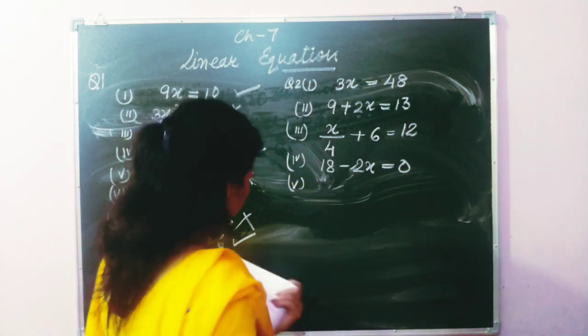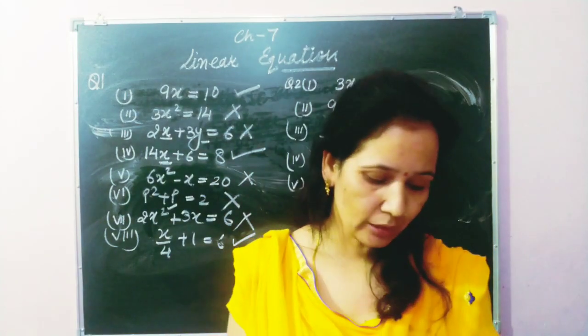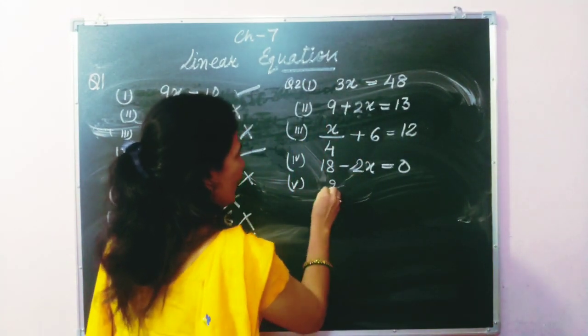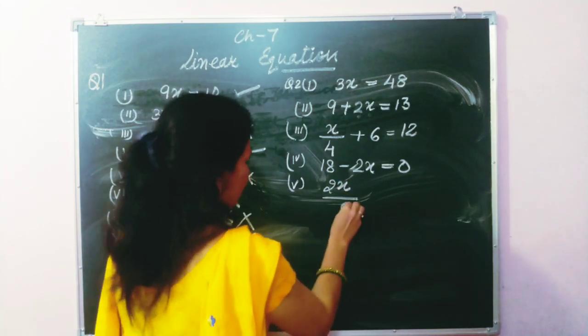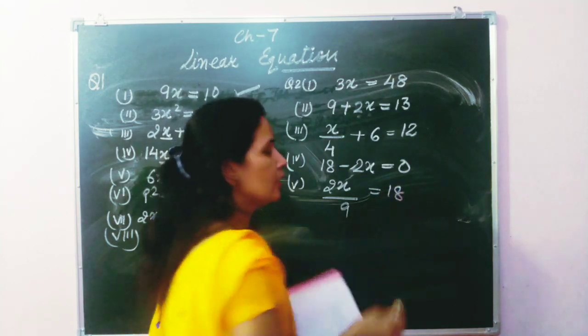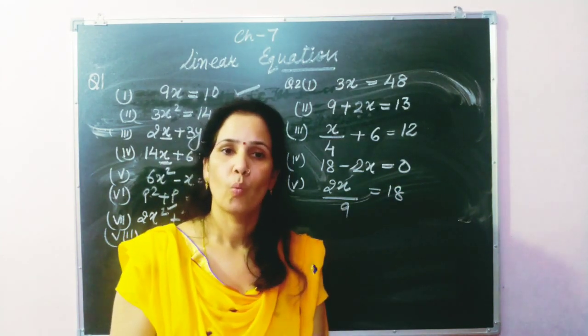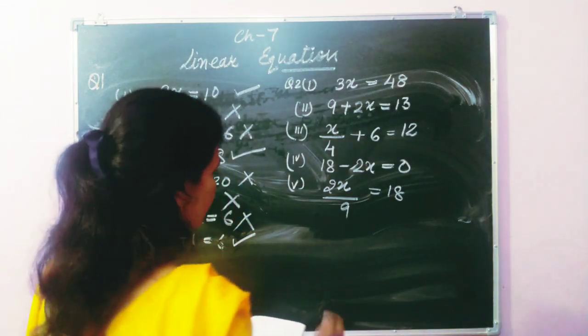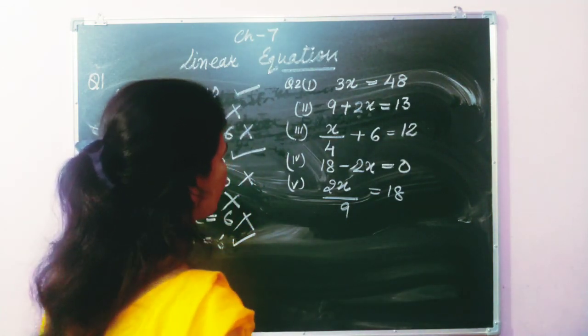Fifth part, 1/9 of twice a number. Twice a number, that means 2x. 1/9, that means divide by 9 is 18. That means equal 18. Okay students, 1/9 of twice a number is 18. So we can write in this way.